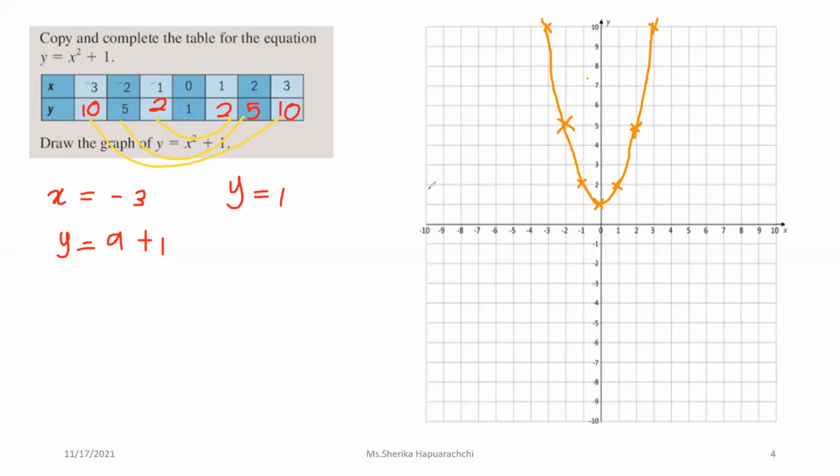Right. So now what I have done here, according to the question, they have given the equation. So this was my equation: y equals x squared plus 1. First I have completed my table. After that, I have used my coordinates and plotted these points. After plotting, I join those points. So that is the thing we have to do.